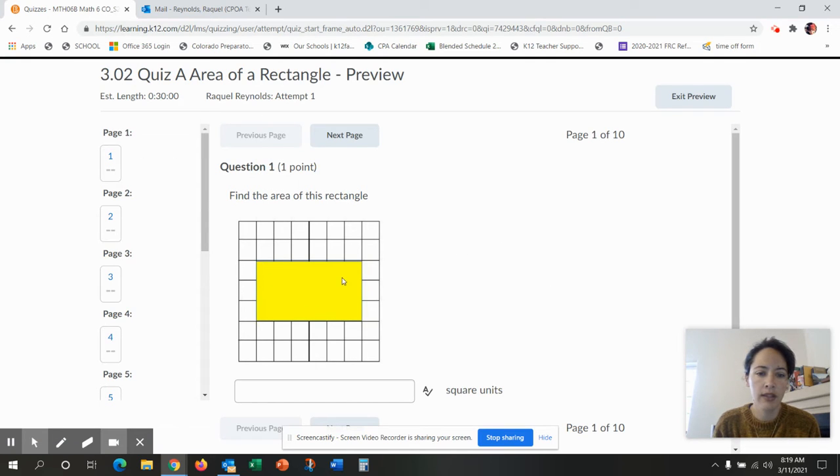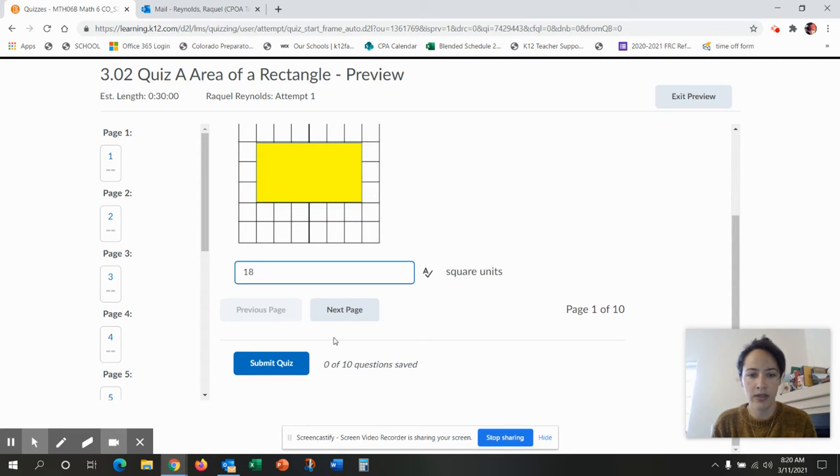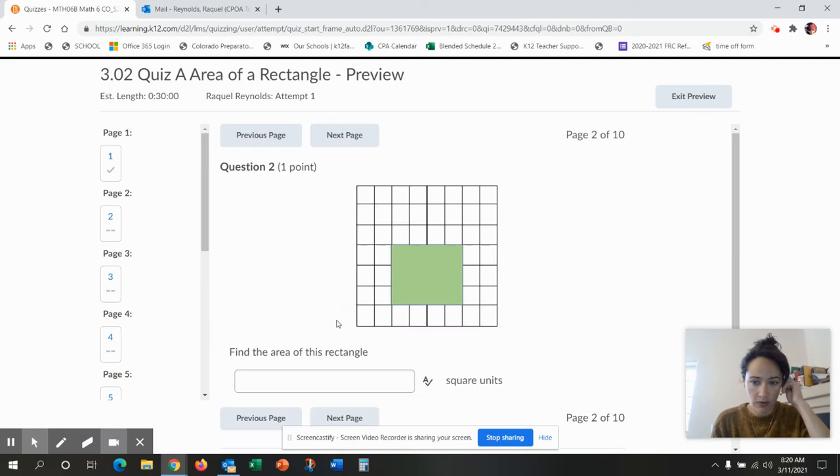So take a look. You can't count the unit squares, but that's okay because you can see the length is 1, 2, 3 units by 1, 2, 3, 4, 5, 6 units, right? So this row has 6, this row has 6, and this row has 6, or 3 by 6, 3 times 6, which is 18 square units. All right, so hopefully that helps.